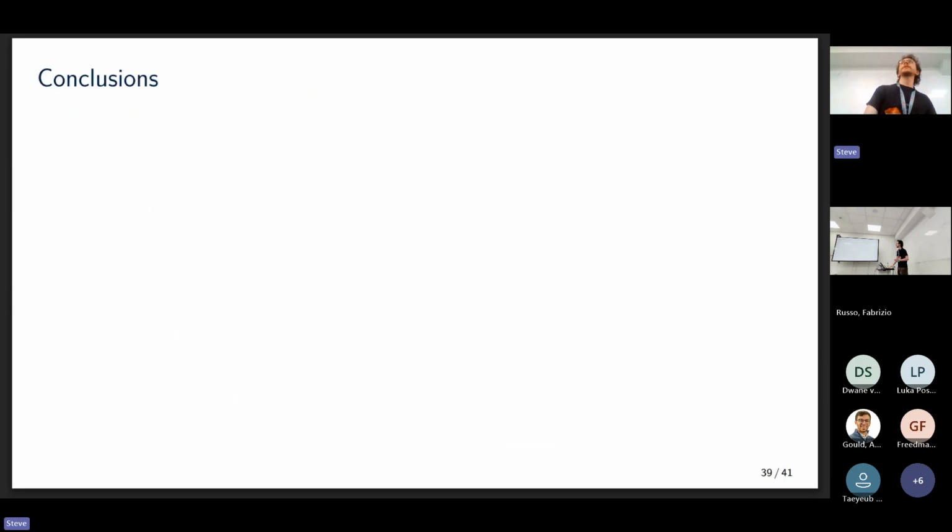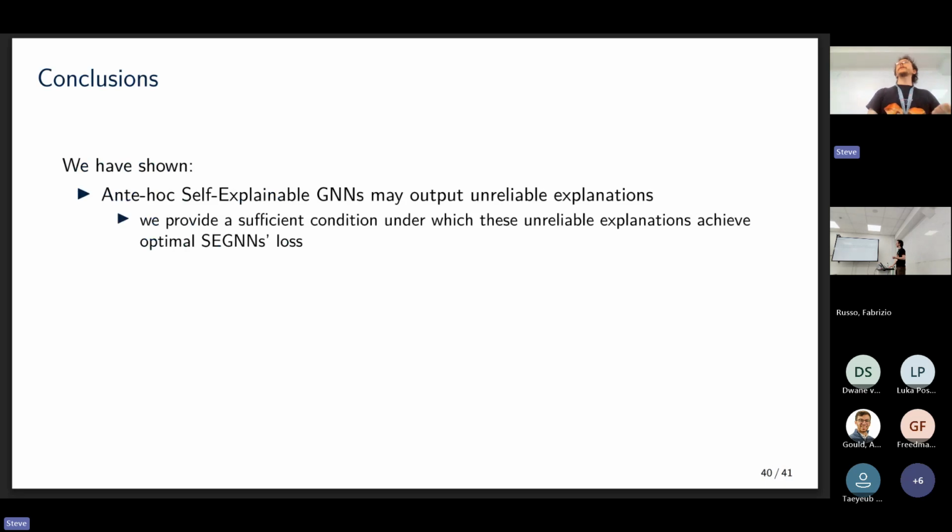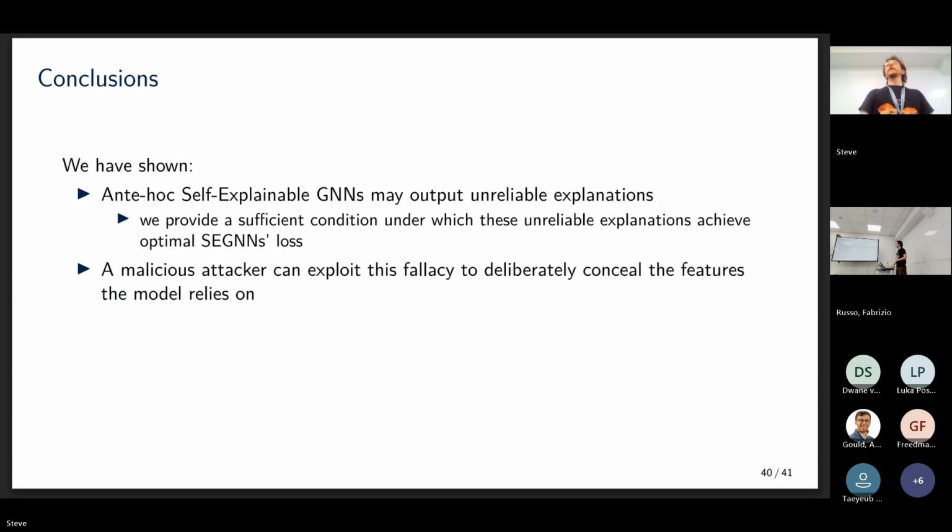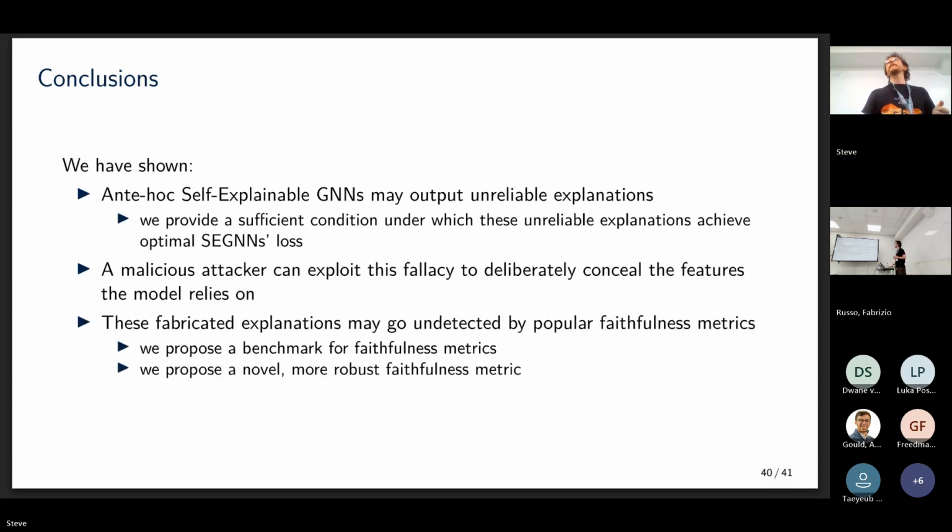Yeah, so this brings us to the conclusions, actually. To summarize, we have shown that self-explainable graph neural networks may output unreliable explanations. And we provide a sufficient condition under which these unreliable explanations are actually the optimal solution of the SEGNN's loss. Also, we explored a case where a malicious attacker can deliberately conceal the features that the model is using, and in principle can even hide the use of protected or sensitive attributes. And the last bit is that these fabricated explanations can actually go undetected.